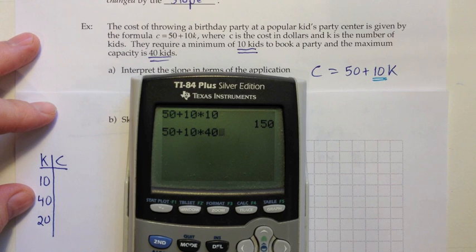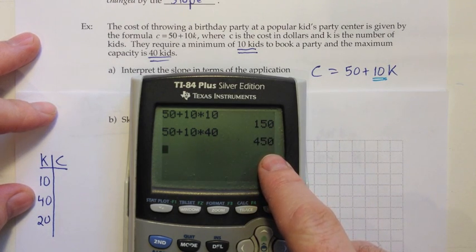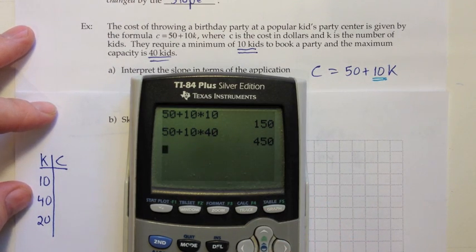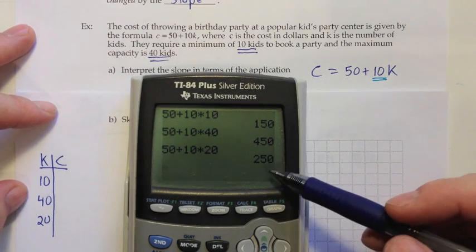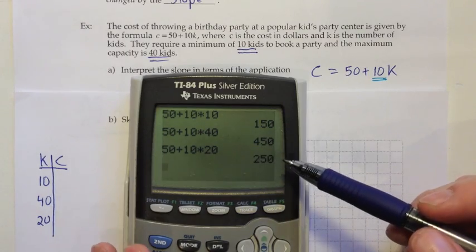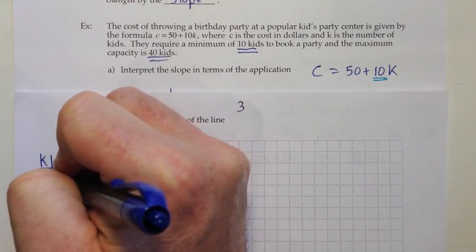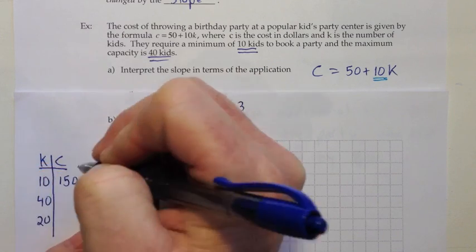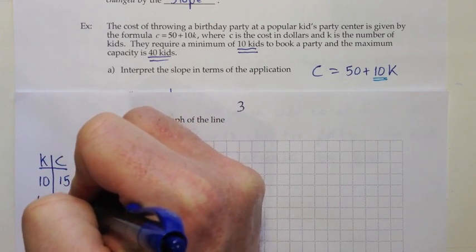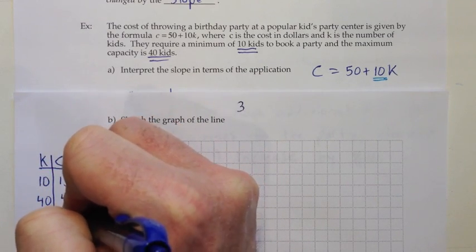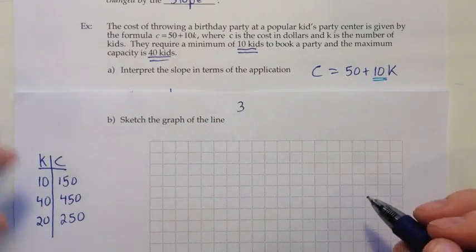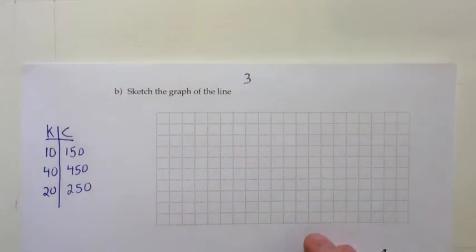The 40. That would be $450 for the party if 40 kids come. And then finally, 50 plus 10 times 20. It would be $250 if 20 kids come. So let me go ahead and fill in all of those to the chart. So the 10 kid party would be $150 cost, 40 kids, $450, 20 kids, $250. And now I want to go ahead and graph those.